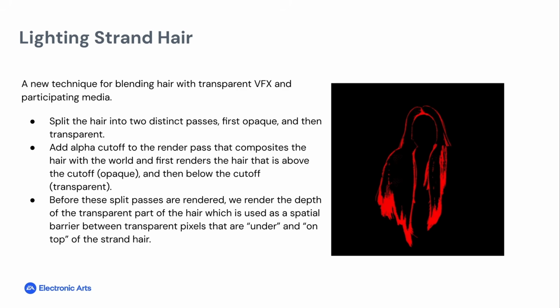First, the opaque part of the strand hair is rendered. Then transparent objects are rendered, and we use the transparent hair depth texture here. If the pixel is under the hair, it renders the hair. If the pixel is on top or equal to the hair, simply discard that pixel and render nothing. Then we draw the transparent hair, and finally, we draw the transparent objects, thus layering the pixels of transparent objects on top of the hair properly.